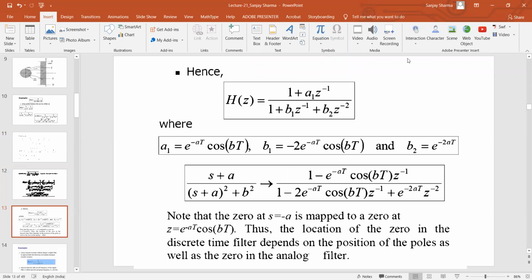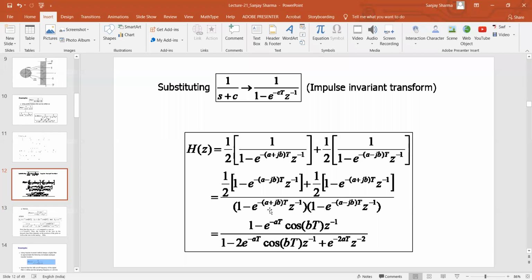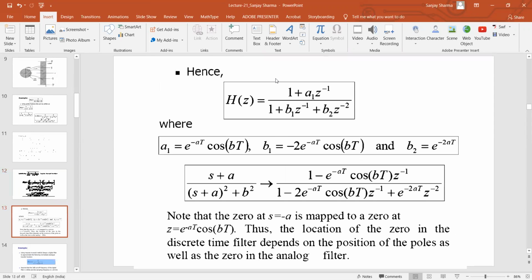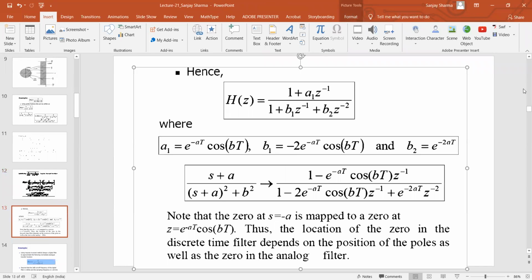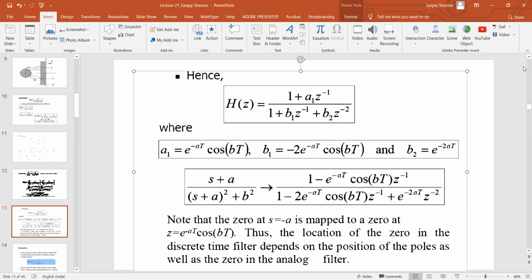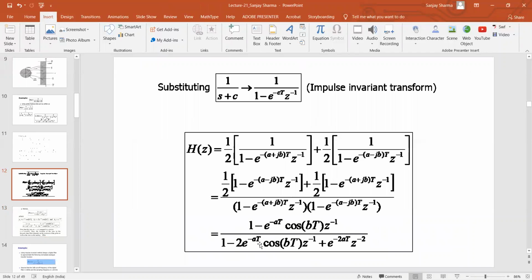So this is the filter we obtained. Now we can compare the general form. This H(z) can be written as 1 plus a1 z to the power minus 1 plus b1. So these are the coefficients. I mean, this is the same thing. This is the filter only. So H(z) is the filter.